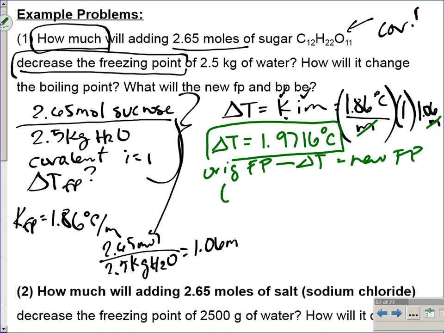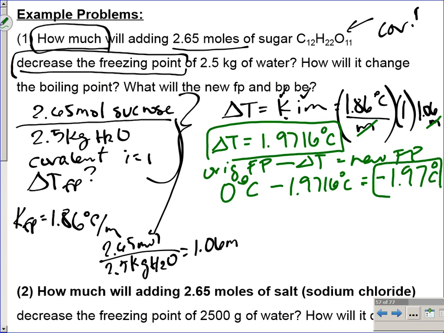So that's 0 degrees Celsius minus 1.9716. I know this is simple math, leaving us with negative 1.97 degrees Celsius. You can stop there. That's our new freezing point. That's it.